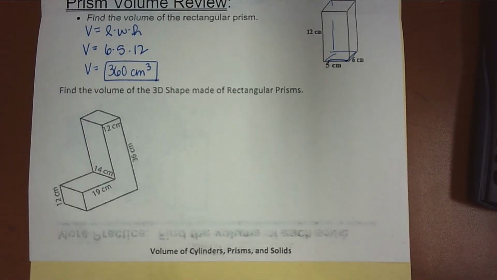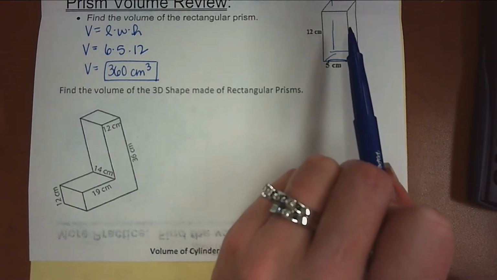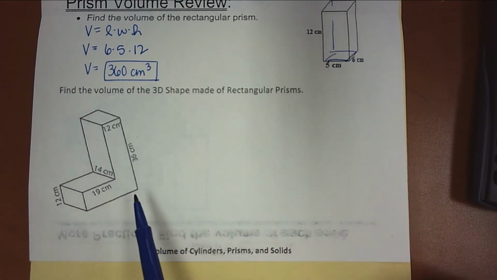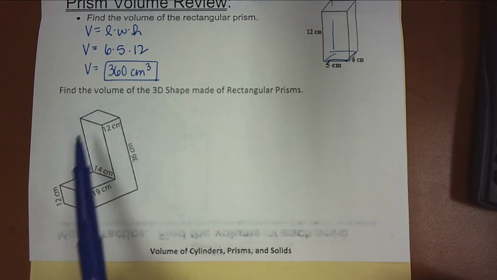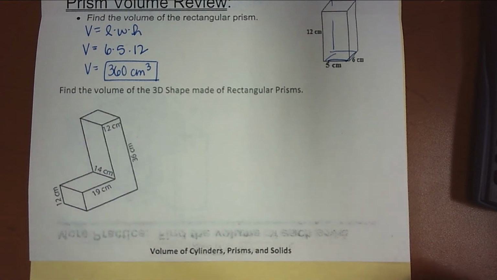This year, we're going to be jumping into some things that are a little bit harder. We're going to take what we know about prisms, and we're going to have to find the volume of what we call solids, or 3D shapes, that are like two prisms put together. So in this case, there's kind of two different ways to look at this shape.